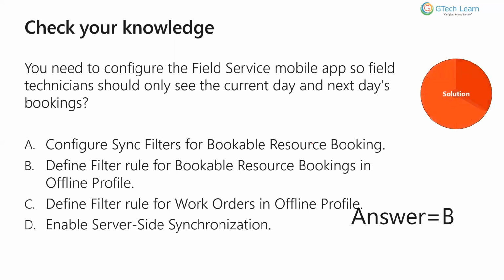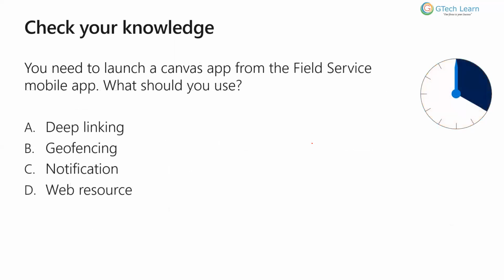Okay, so the correct answer is going to be option B, defining filter rule for bookable resource booking in offline profile. Now, the next question we are having in line is, you need to launch a Canvas app from the field service mobile app. What should you use?